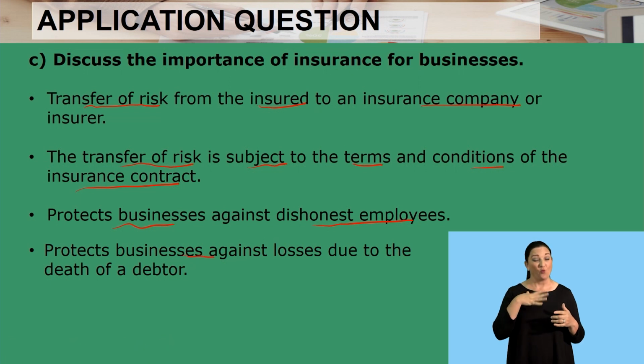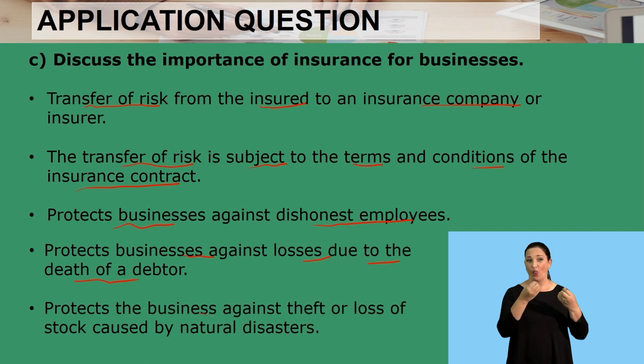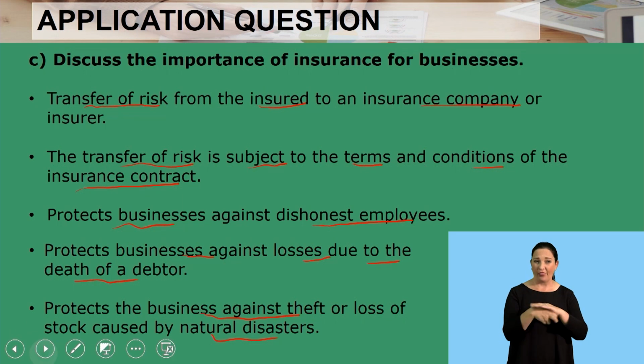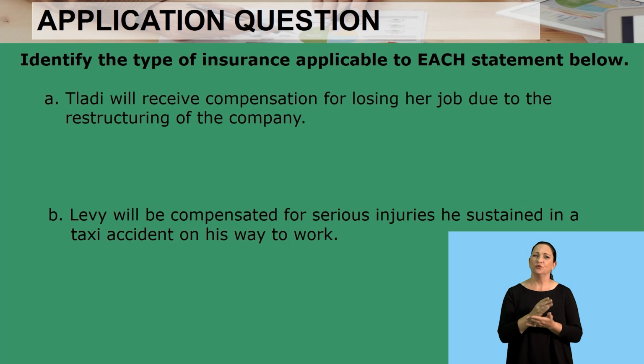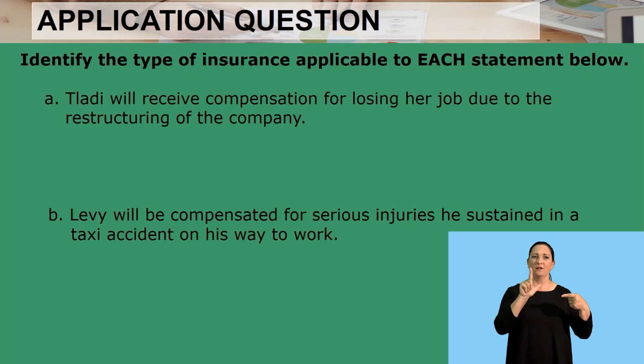And then it protects the business against losses due to that of a debtor. Then it protects the business against theft or loss of stock caused by natural disasters. And then we have another application question. Here we're expected to identify the types of insurance which is applicable to each statement below. So we are talking about the types of compulsory insurance. Here we have Tladi, who will receive compensation for losing her job due to restructuring of the company.